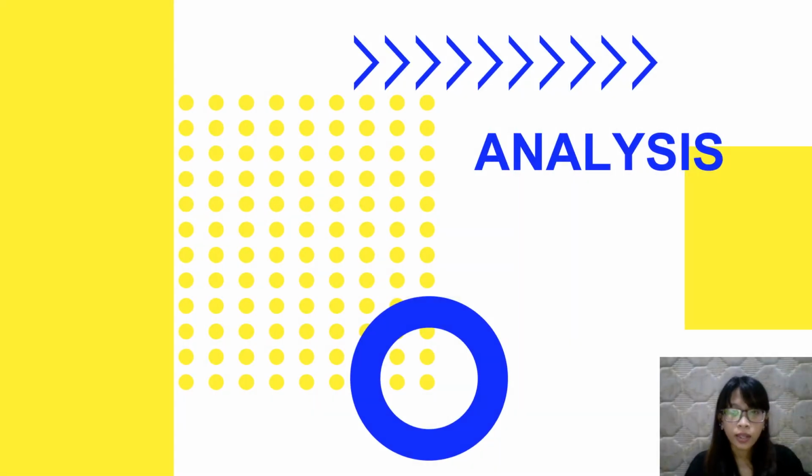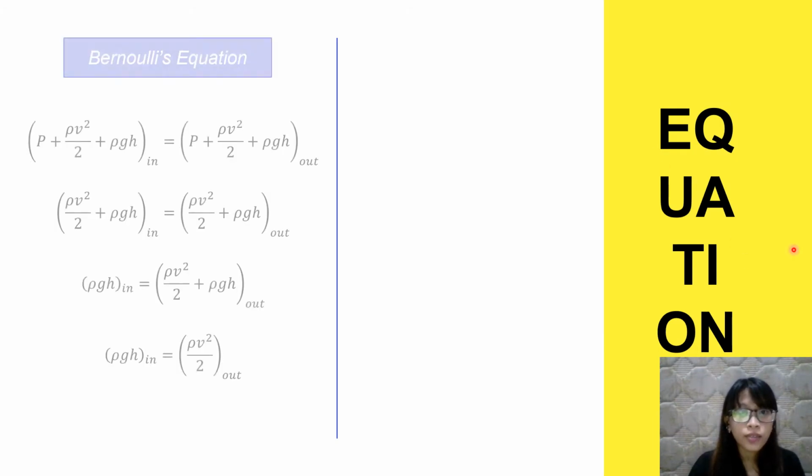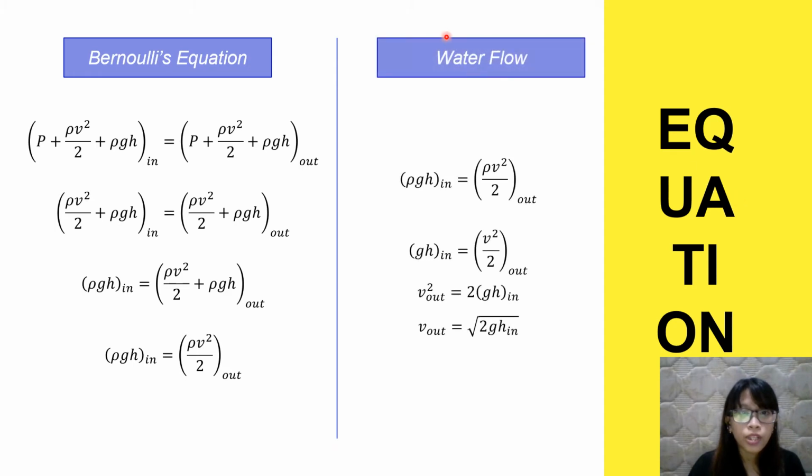Now let's do the analysis. This is the basic equation used for the analysis. First is the Bernoulli equation, and from here we can compute it into the water flow equation to observe the V out resulting from the height difference.